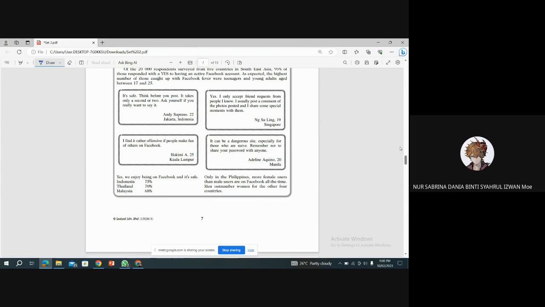Indonesia 75%, Thailand 70%, Malaysia 68%. Only in the Philippines, more female users than male users are on Facebook all the time. Men outnumber women for the other 4 countries.